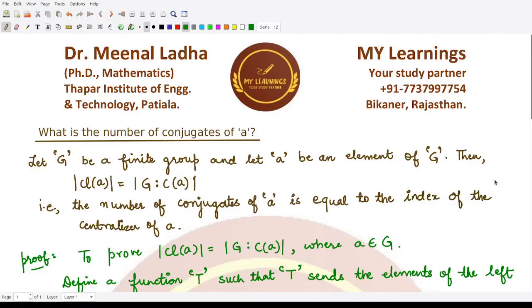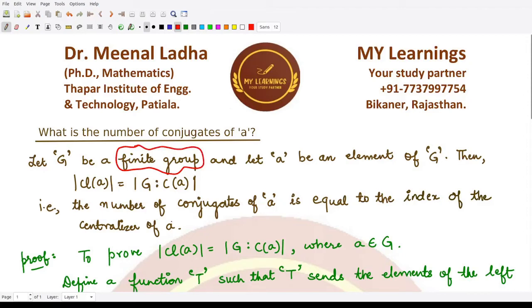In this video we shall be looking at the answer to this question: what is the number of conjugates of the element A? So here we have a result regarding this. The result tells us that if G is given to be some finite group, so you see finiteness is necessary here. Why? Because you'll see in the proof of this result why finiteness is required.